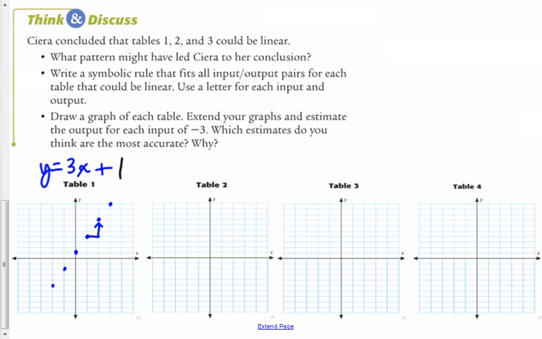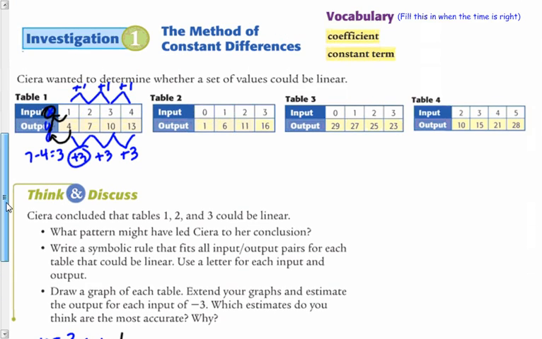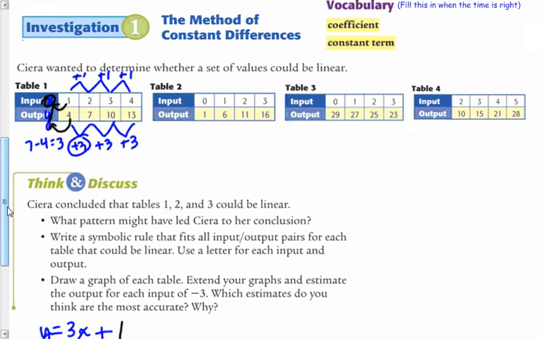All right, let's do one more of these, and then we'll look at some others. Let's go to the last one here and check that one out. So table 4, just by looking at the values, the inputs again go up by 1. As those go up by 1, the output goes up by 5: 15 minus 10 is 5. 21 minus 15 is 6. And 28 minus 21 is 7. Those aren't going up by a constant. The amount they go up by is changing.